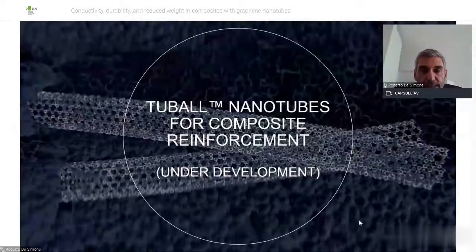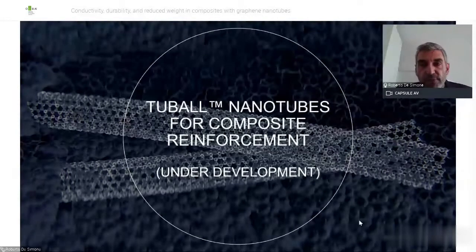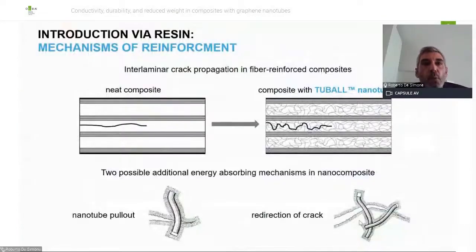Now we can switch a bit to the mechanical reinforcement we can get with the usage of tubal. This kind of approach is currently under development, but we can show you some relevant data we have achieved so far. Basically, one of the important mechanisms for the composite area is how to reduce the interlaminar propagation of the crack, the fracture, the crack propagation in the fiber reinforced composite.